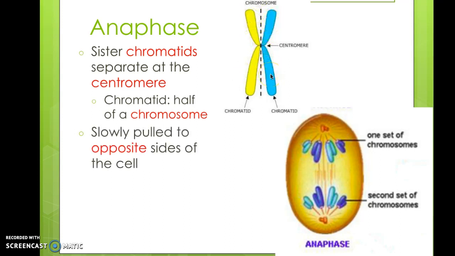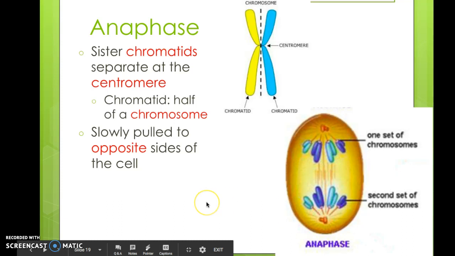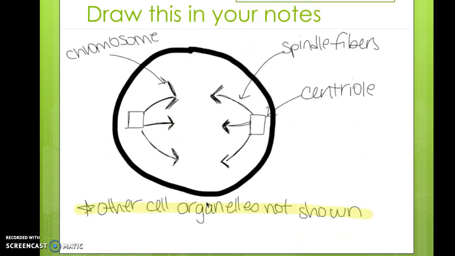They're twin sisters. So during anaphase, those chromatids are going to be slowly pulled to opposite sides of the cell, as you can see here. These go left, these go right, or up or down, or however it is that you're drawing your cell. So draw this in your notes.